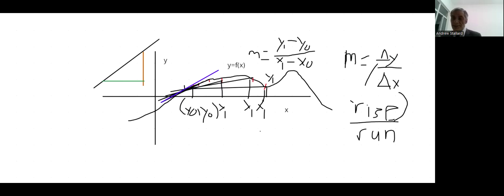So we can take the limit of y1 minus y naught over x1 minus x naught as x naught goes to 0. Okay?